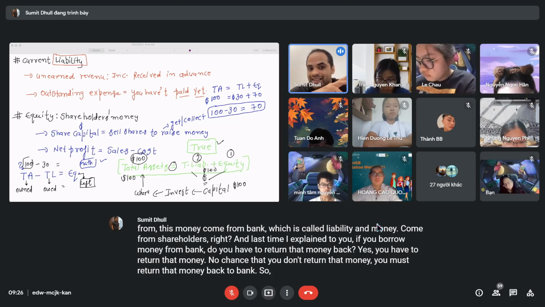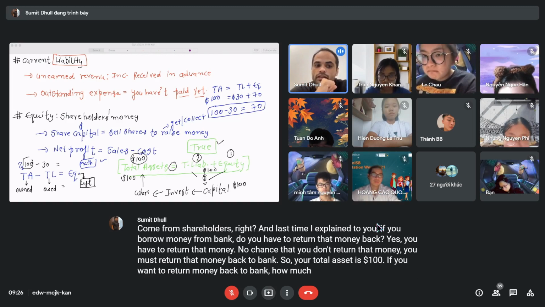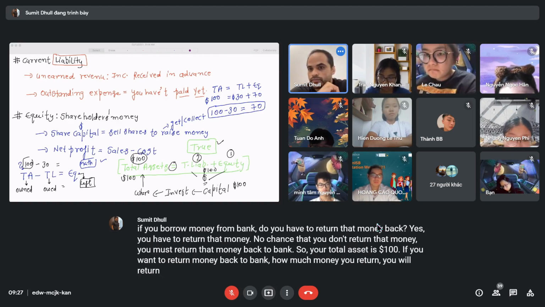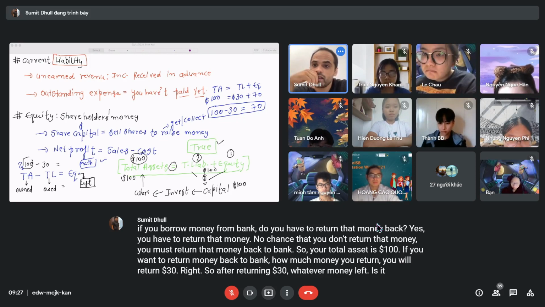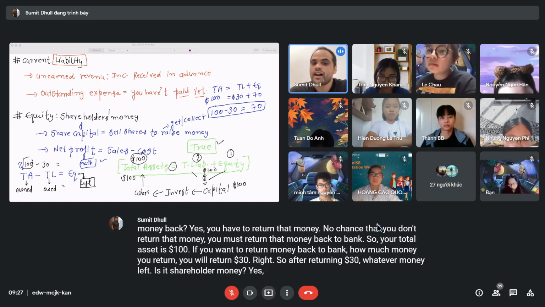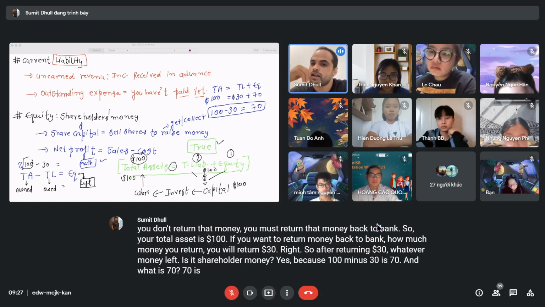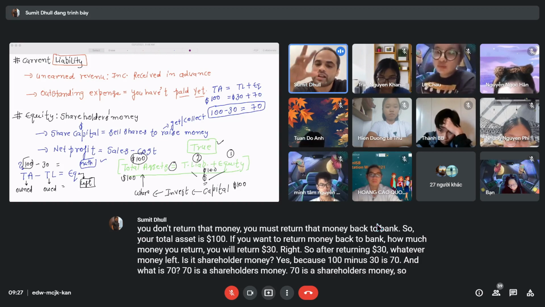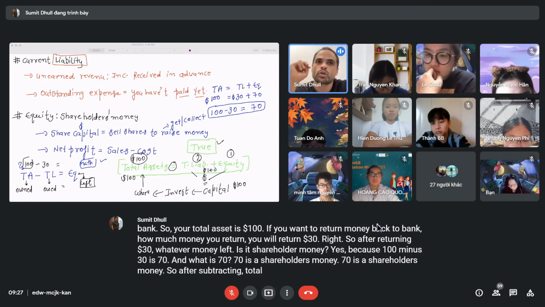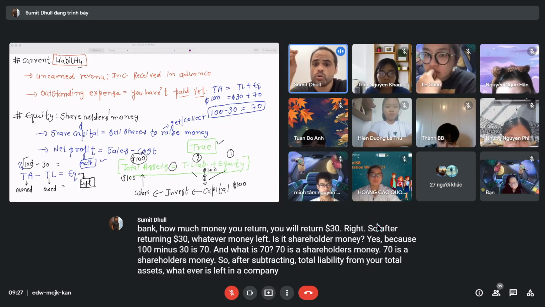So your total asset is $100. If you want to return money back to the bank, how much money do you return? You will return $30, right? So after returning $30, whatever money is left, is it shareholder money? Yes, because 100 minus 30 is 70. And what is 70? 70 is the shareholder's money. So after subtracting total liability from your total assets, whatever is left in a company belongs to the shareholder.